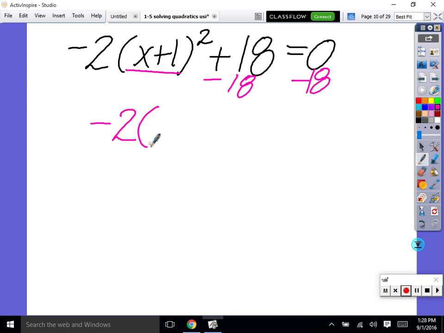Like awkward, like crickets. Negative 2 times x plus 1 squared is equal to negative 18. Now here's where people mess up. They take the square root right here. You can't do that. You got to isolate the square. So what would we do first?